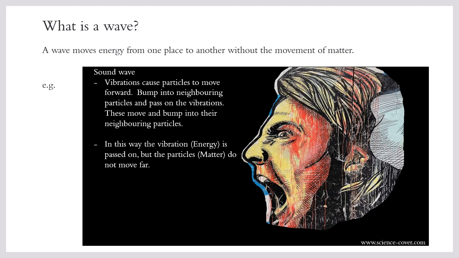Vibrations cause the particles to move forward. These bump into their neighbouring particles and pass on the vibrations. These particles then move and bump into their neighbouring particles. And in this way, the vibration or energy is passed on. But the particles, the matter, do not move too far.